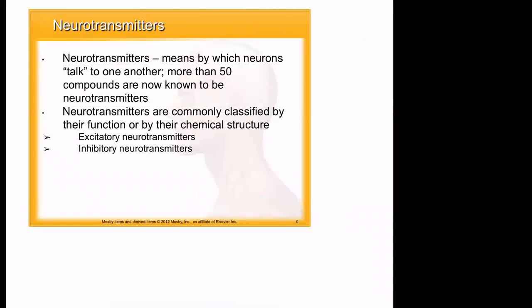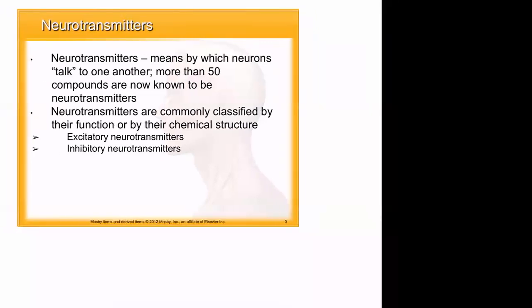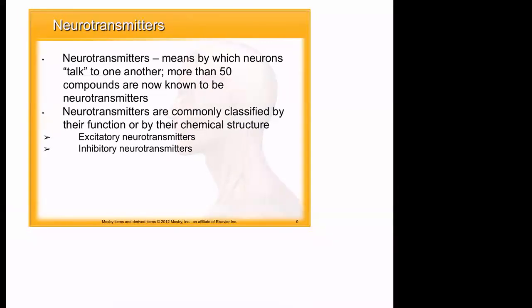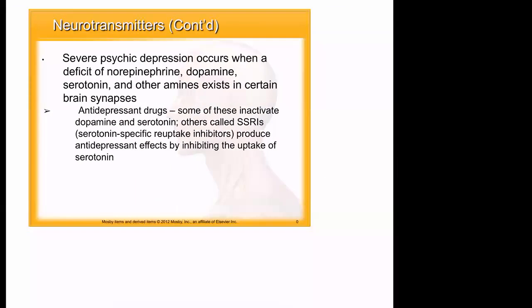Neurotransmitters, those are the chemicals that are going to function. Neurotransmitters classified by their functions. So excitatory neurotransmitters, as it sounds, are going to cause something to happen. It's going to cause a signal to continue, whereas an inhibitory neurotransmitter could do just the opposite, cause it not to happen.